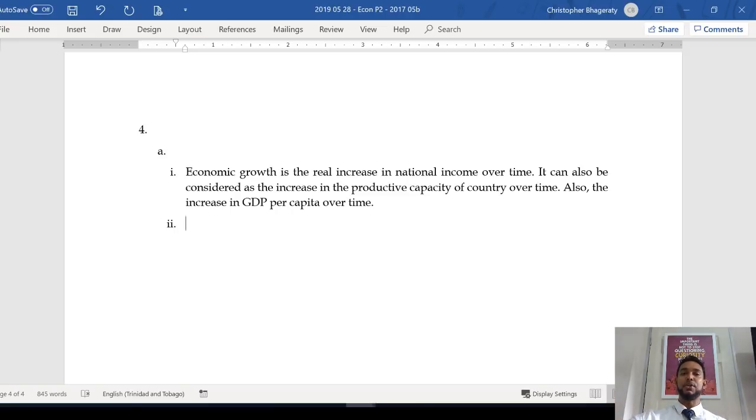If you're talking about the increase in the productive capacity of a country over time, that's the output part of it. The national income and the GDP, that's the revenue part of it. The expenditure part, well, you can say that too.